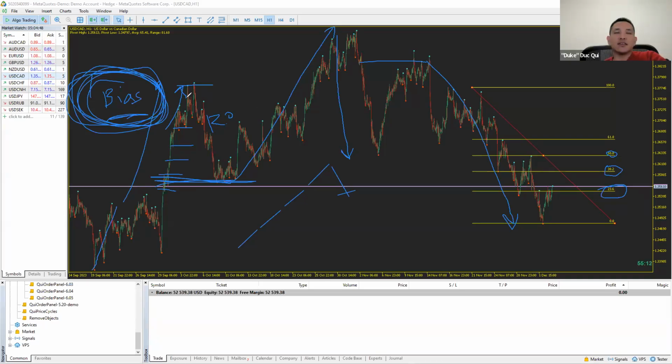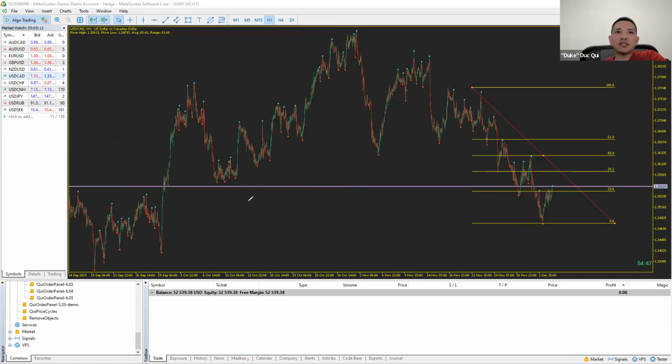Does it make sense? So the further it goes, the more the bias changes. The probability of a pullback is higher because the market can't breathe. It's like if I were to breathe out, at some point I'm going to breathe in. Does it make sense? Okay, but the bias as far as direction has changed.